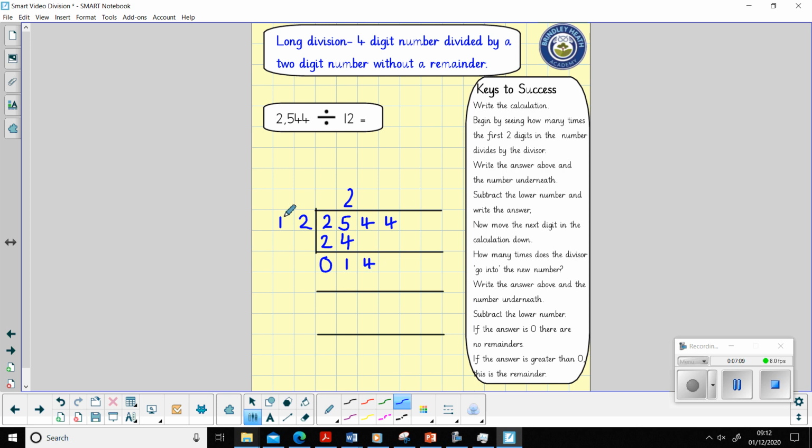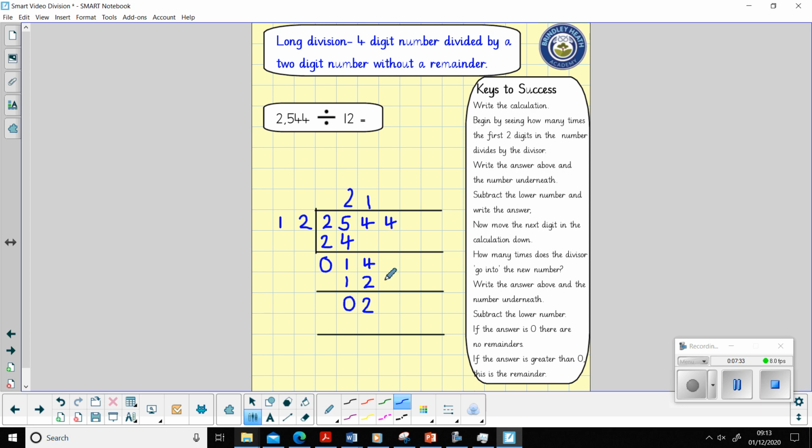Okay, now I think about how many 12s are in 14. Well, 1 times 12 is 12. Can't go any higher because it would take me all the way up to 24. So 1 times 12 is 12. They're different, so we need to subtract. 4 take away 2 equals 2. 1 take away 1 is 0.